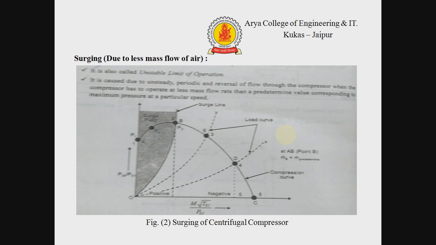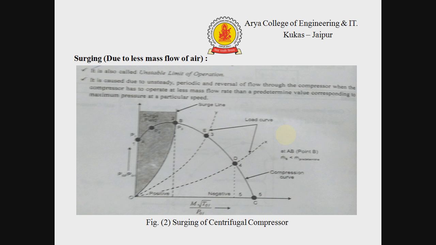It is caused by unsteady, periodic reversal of flow through the compressor when the compressor has to operate at less mass flow rate than a predetermined value corresponding to maximum pressure at a particular speed. The figure shows this phenomenon. The line passing through the second point is the surge line, or the shaded area before the second point is called the surge field, while the curves passing through points 3 and 4 are the load curves, and the complete curve is the compression curve.